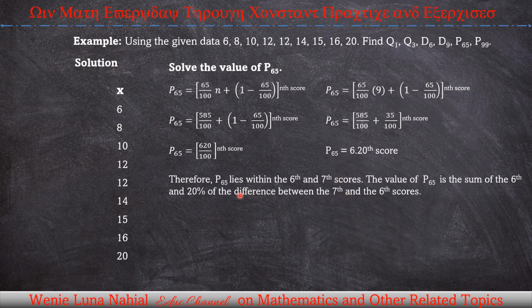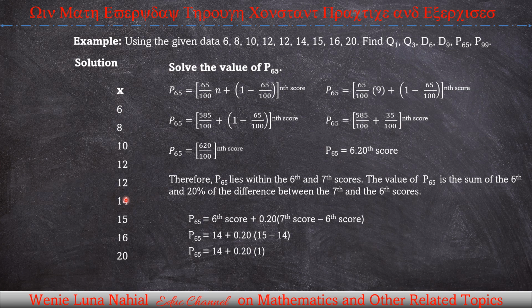Now, the 6.2 score, that is between 1, 2, 3, 4, 5, 6. So that is between 14 and 15. So that is 14 plus 20% of the difference of 15 and 14. So you get this one, 14 plus 0.2, you get 14.2. So 14.2 is between 14 and 15.